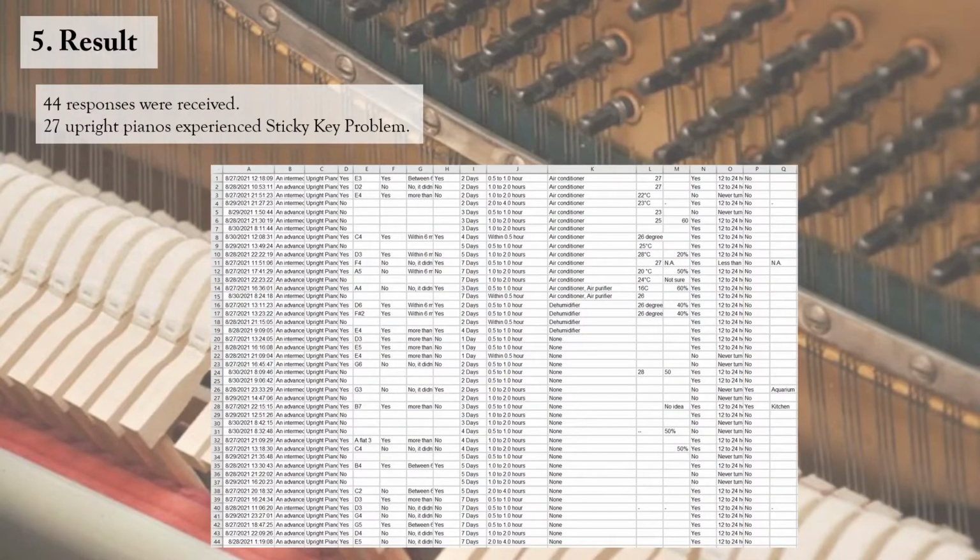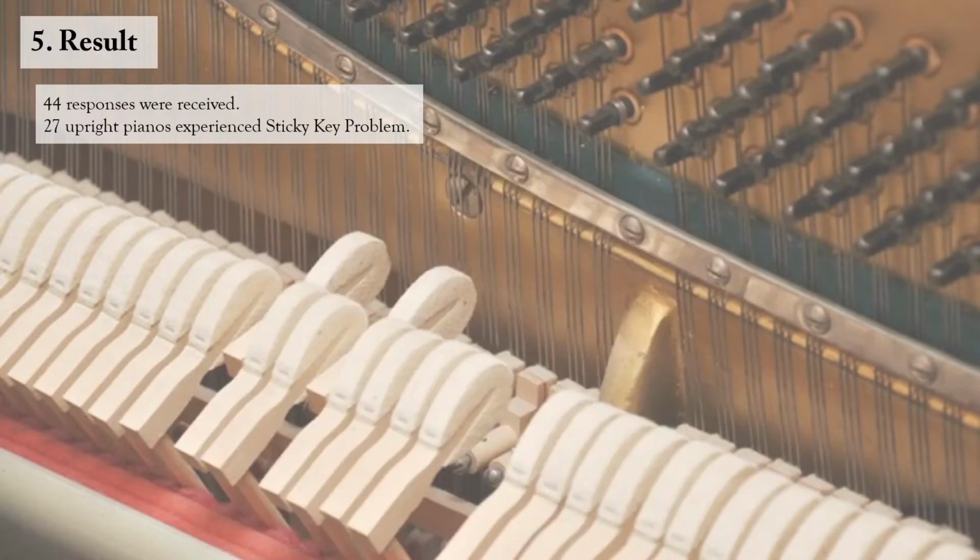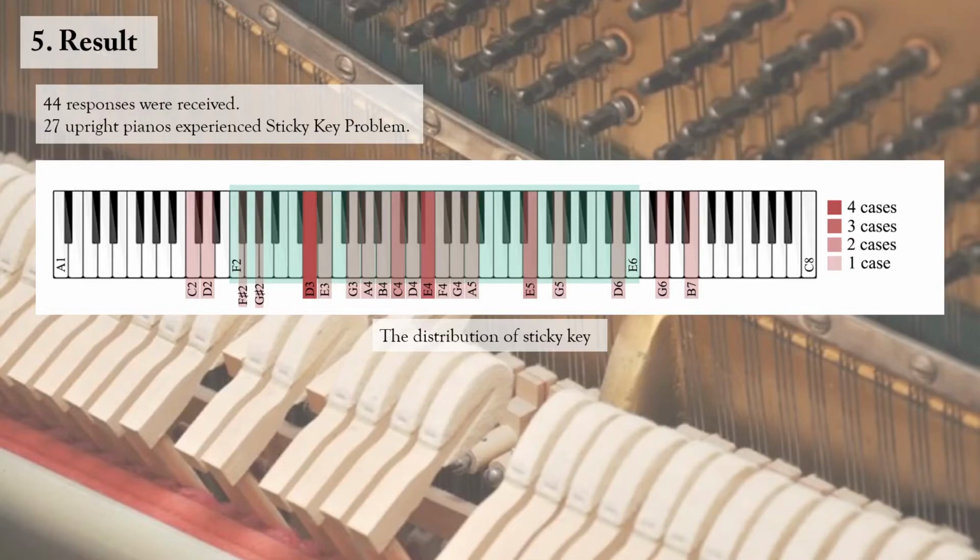Eventually, I received 44 responses. In my Excel file, there are 27 upright pianos that experienced sticky key problem. I made a figure to visualize the distribution of sticky keys. As you can see here, there are keys labeled in red color, which means the keys experienced sticky key problem before. And also, there's a zone labeled in green color.